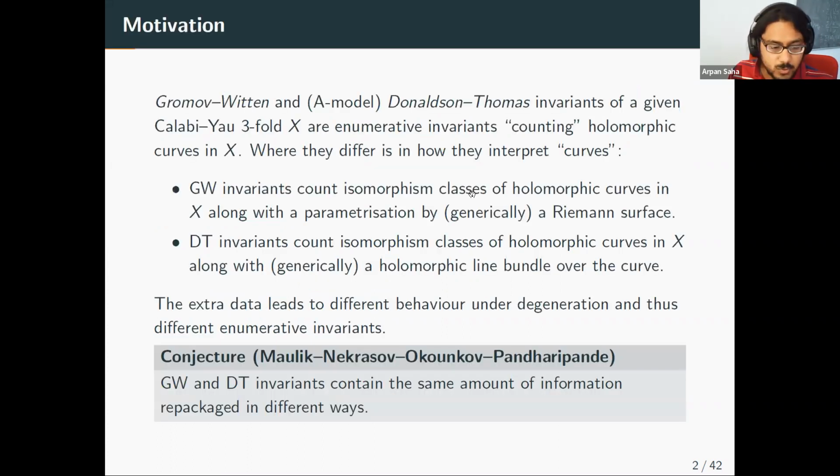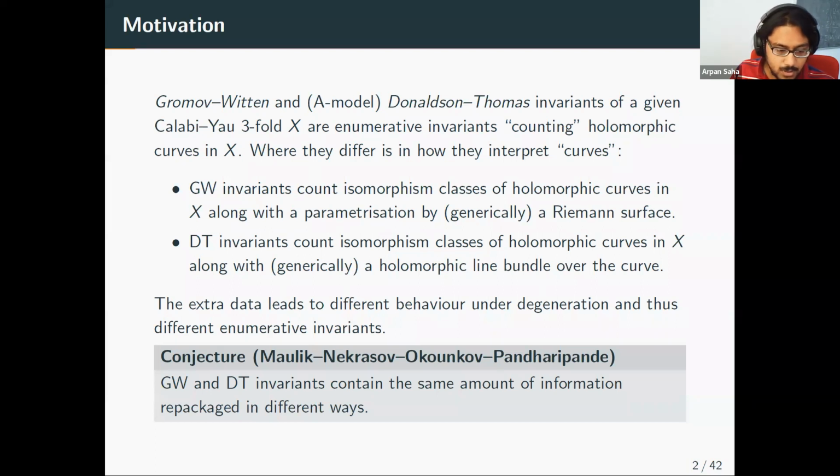So let me open with a bit of motivation. Gromov-Witten and A-model Donaldson-Thomas invariants both have to do with counting holomorphic curves, that is, holomorphic submanifolds of complex dimension 1 sitting inside a larger space X. Now, this problem by itself turns out to be poorly defined, but we can fix this by introducing a subtle bit of extra structure. And where GW and DT invariants differ is in the extra structure that they introduce.